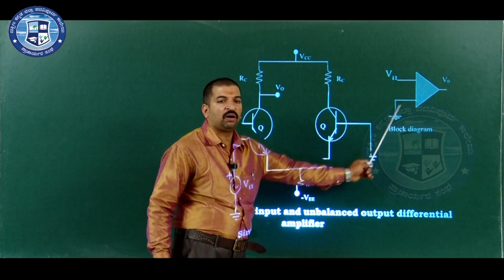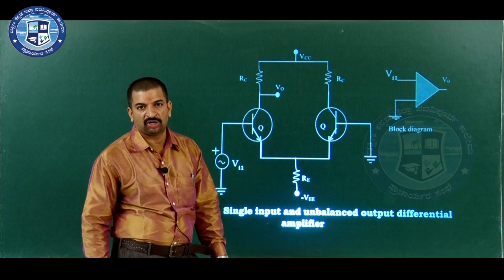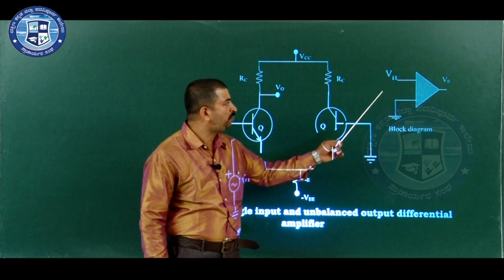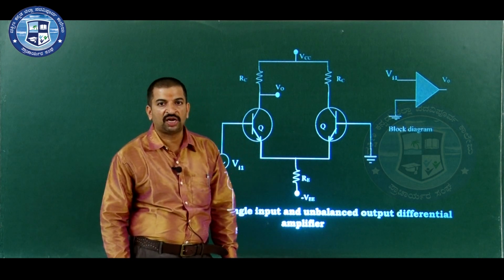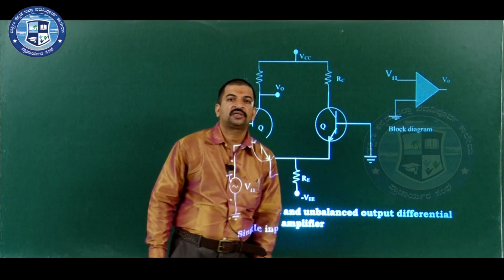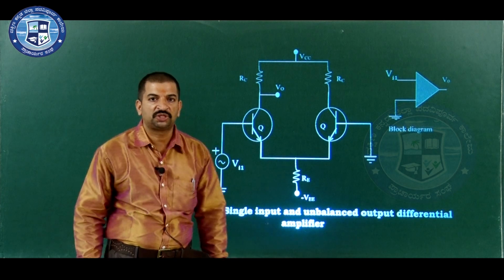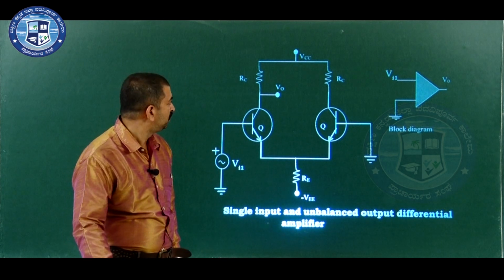Observe the block diagram of the single input unbalanced output differential amplifier. The input signal is applied to one of the input terminals, the other input terminal is connected to the ground. The output signal is measured across the collector terminal of one of the transistors with respect to ground.